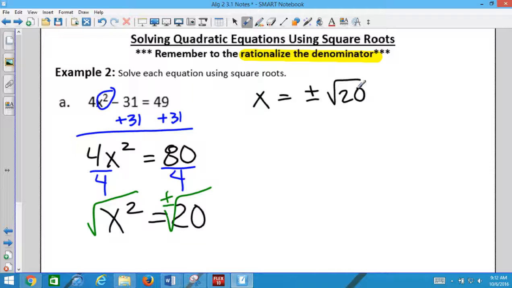Do not type in square root 20 in your calculator. That is not a very accurate answer. We're going to give the most exact answer. And to do that, you're going to simplify your radicals.